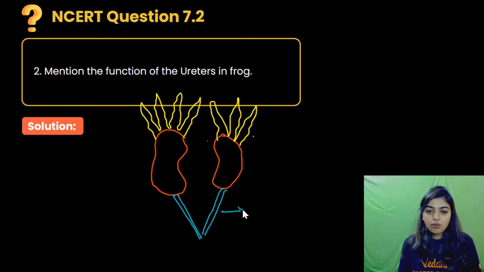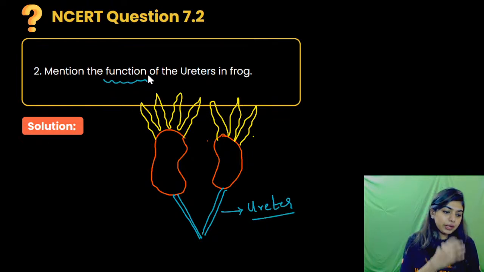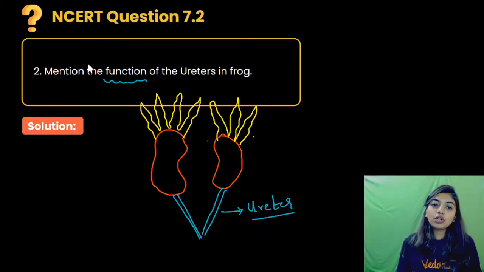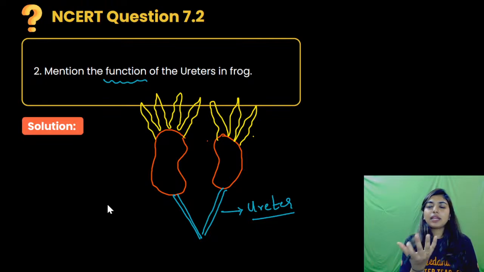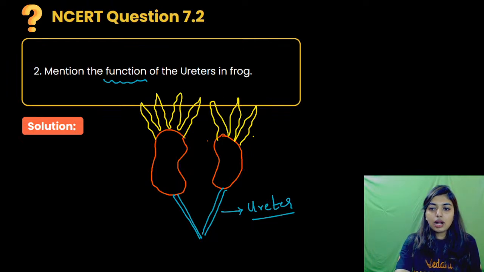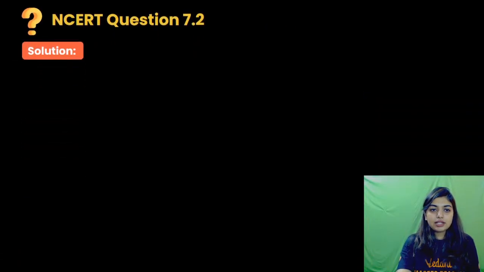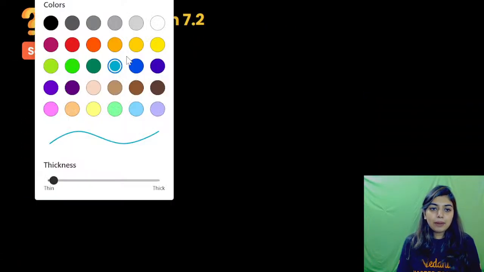Now they are asking what is the function of the ureter. Got it? Chalo. Now, what could be the function of the ureter? Ma'am, it is very simple: this ureter would be carrying the urine and bringing it out, because obviously it is connected to the kidney. That is what its job should be, right? Now, understand. Let's write it here. Ureter.